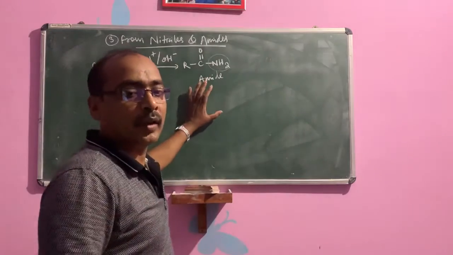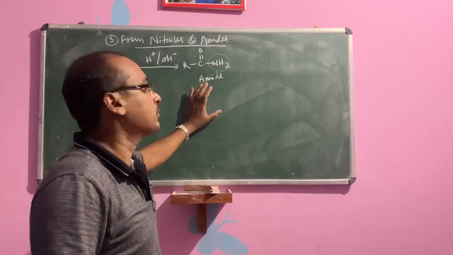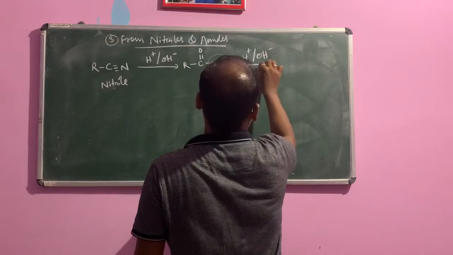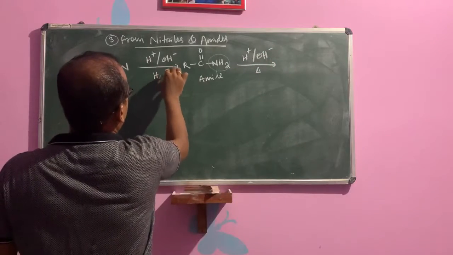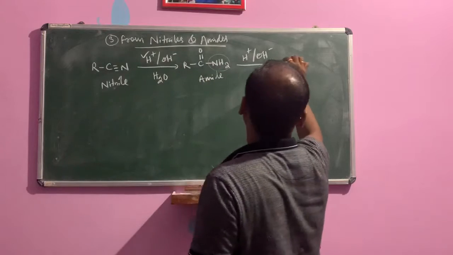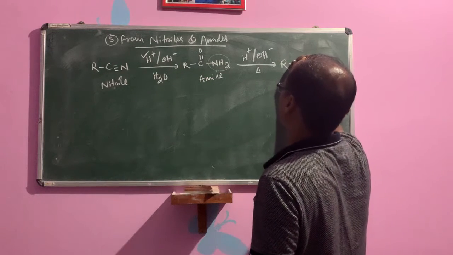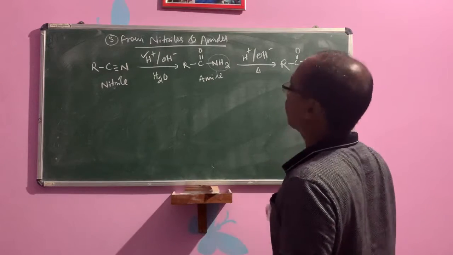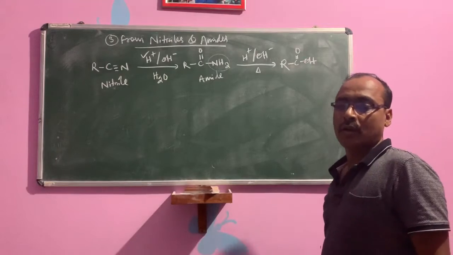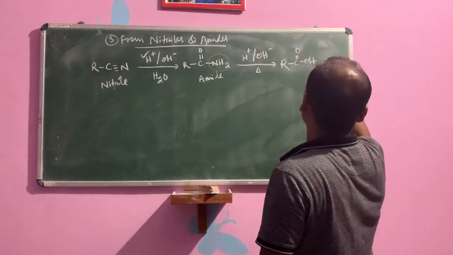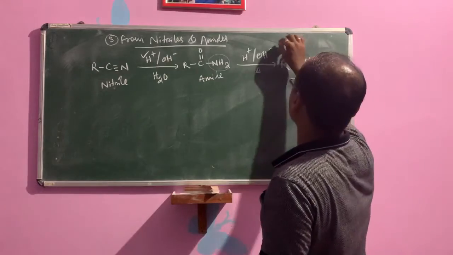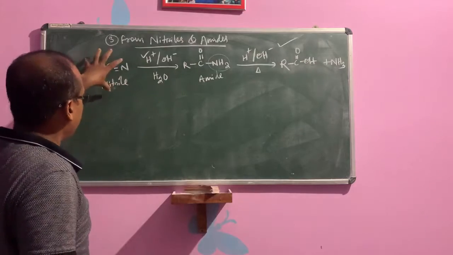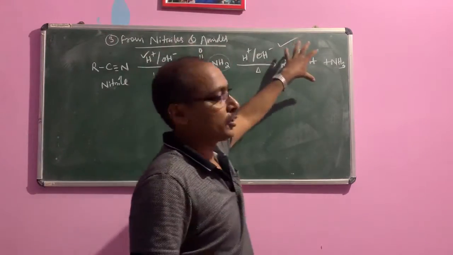Then again if you heat in the presence of H+ and OH-, here you have to give water, then it will form RCOOH, and ammonia will be removed as a by-product. This is from nitrile to amide, then carboxylic acid.